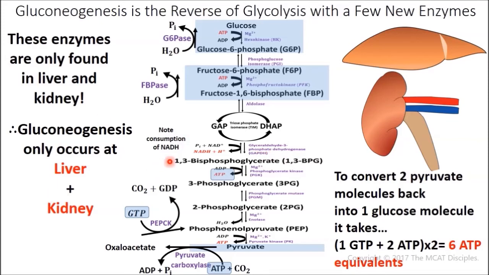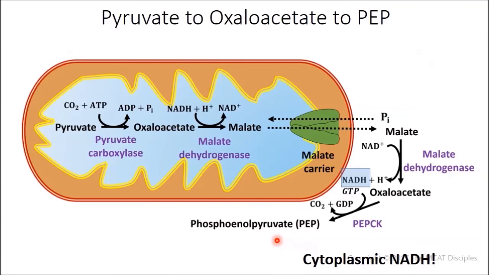Another thing to note is that you have to consume NADH here. You have to use up NADH here, so it takes 2 NADHs as well, because you have to use this NADH and do the reverse reaction to get back to GAP and DHAP. So we're going to need some cytoplasmic NADH, and we can't get it from glycolysis because that would defeat the purpose. If we had to run glycolysis to get the NADH to run gluconeogenesis, we wouldn't be doing anything on a net basis. So we have to get the NADH from somewhere else. So let's go through it one by one here.